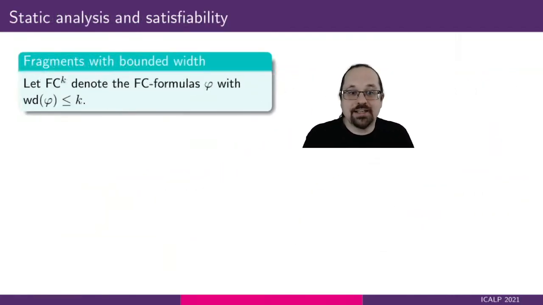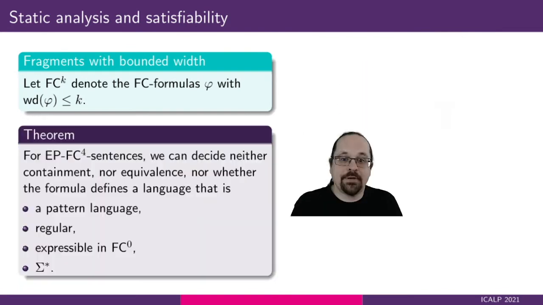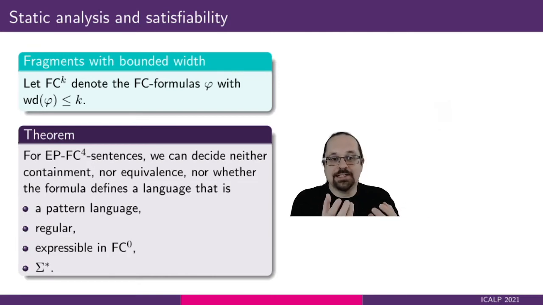Let's look at static analysis and satisfiability. The first thing we have is that even if we look at existential positive formulas that only use 4 variables, we can't decide containment if you look at them as language generators, because if we don't have any free variables, our formulas say yes or no to words, so we define a language, and then we can check the inclusion problem for that. That's containment. That's undecidable. Given 2 formulas, if we want to know if this describes the same language, undecidable.